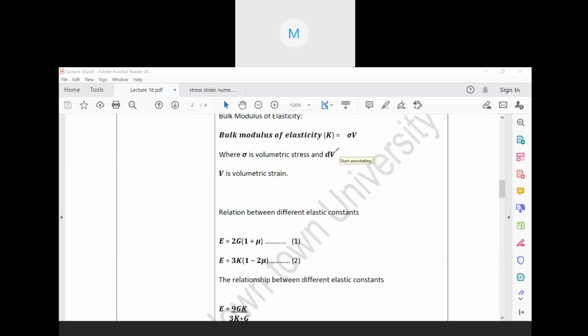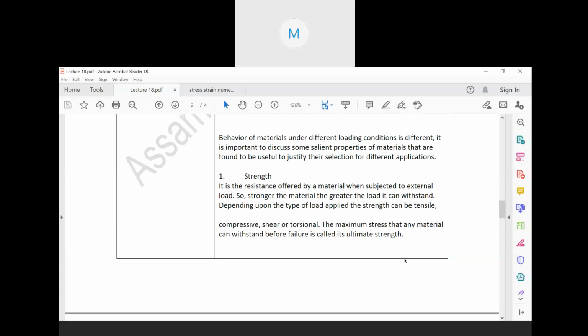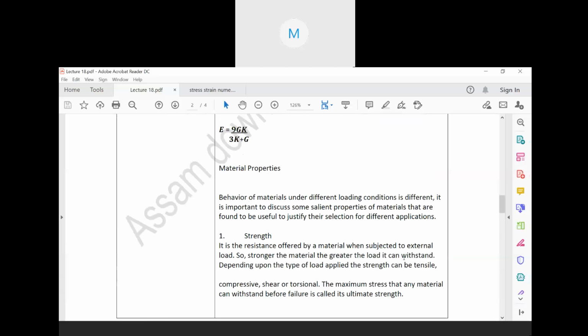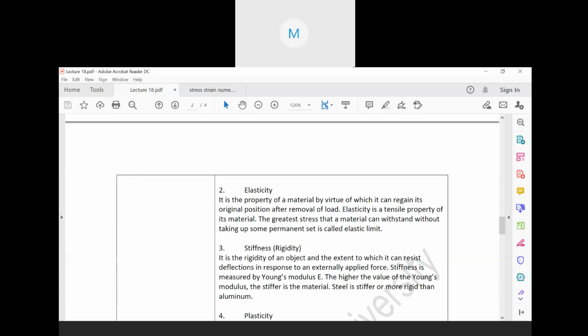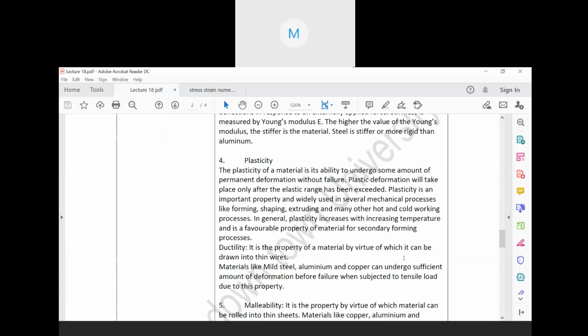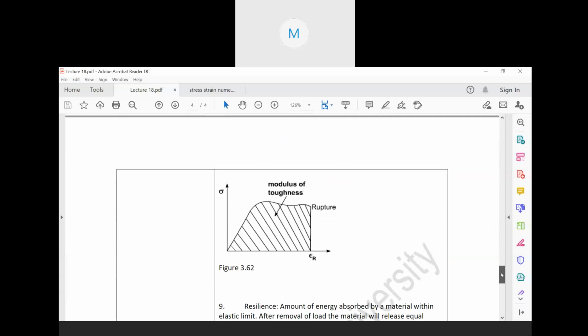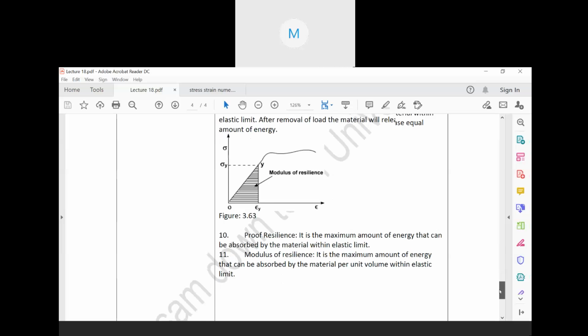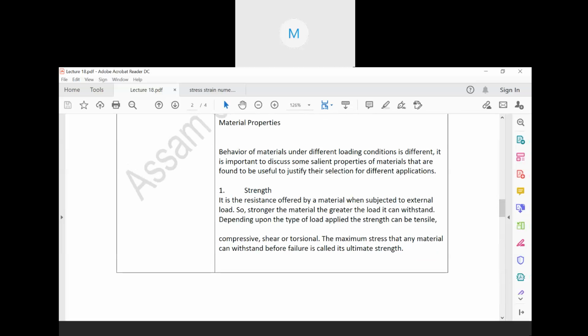Okay, so here are certain relationships. These relationships are for this semester. If you want to remember, just remember. We'll solve numericals based on this in the upcoming classes, or in the higher semester, where you'll be getting more details. So now here are certain properties of materials that we will be discussing.